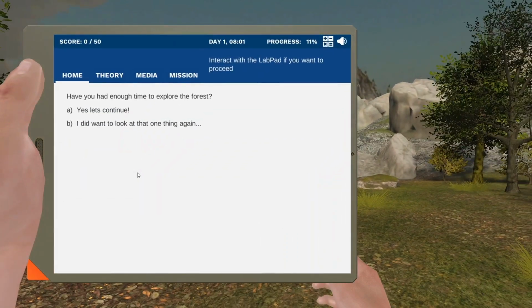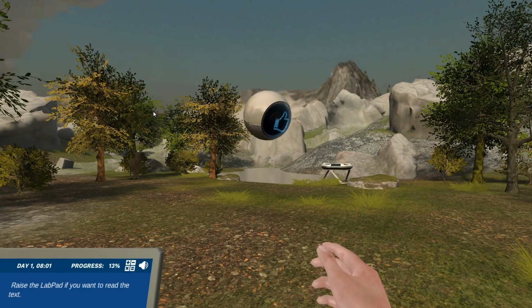Have you had enough time to explore the forest? Let's head over to the hollow table to gain some insight into why water behaves the way it does. Go to the hollow table.